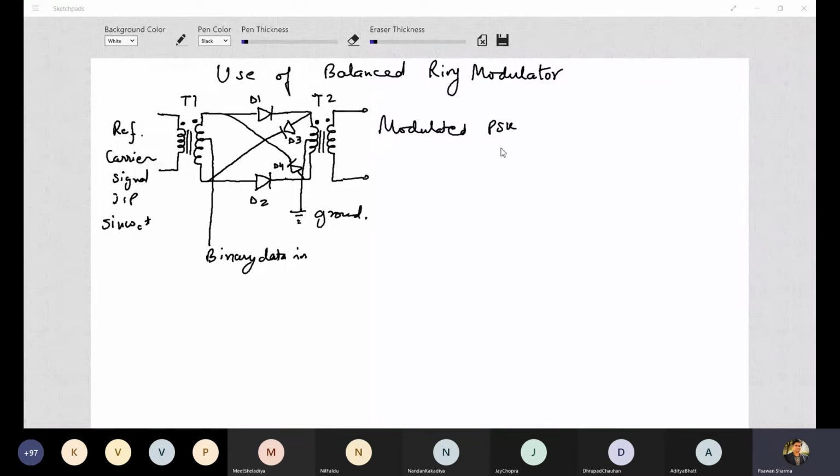Let us see who else is there. Let me take attendance also.